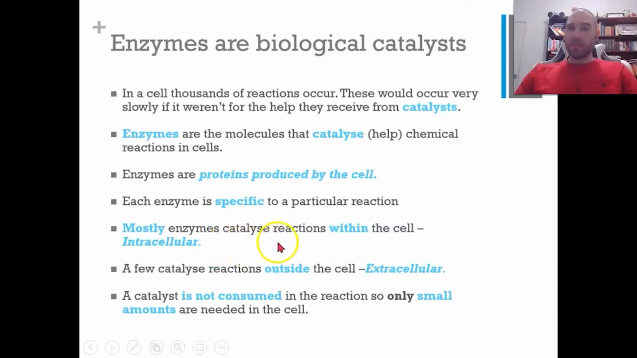Mostly enzymes are catalyzing reactions inside the cell, so they're intracellular, but some happen outside the cell, maybe in the extracellular fluid, so they're extracellular enzymes.